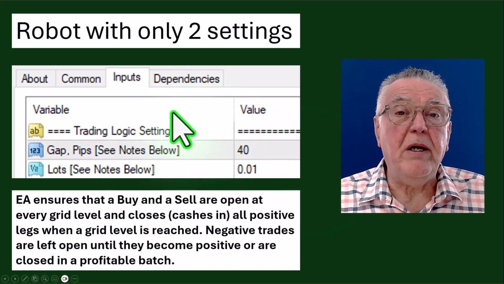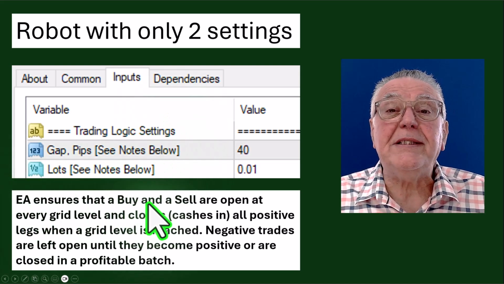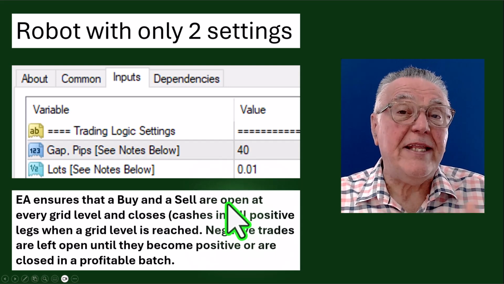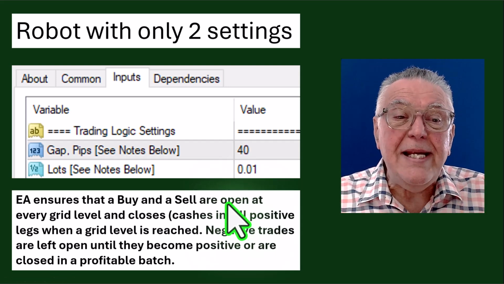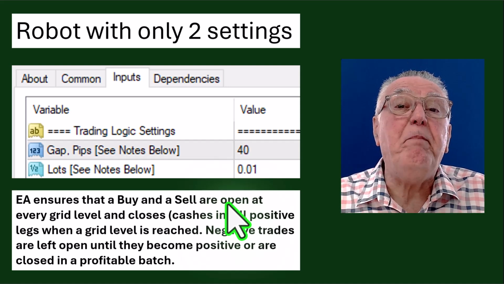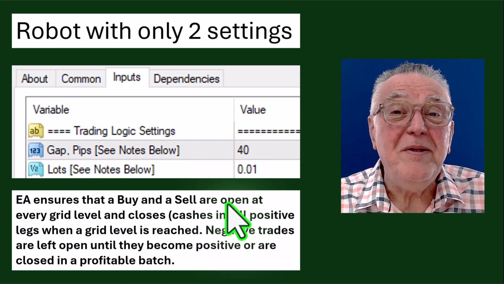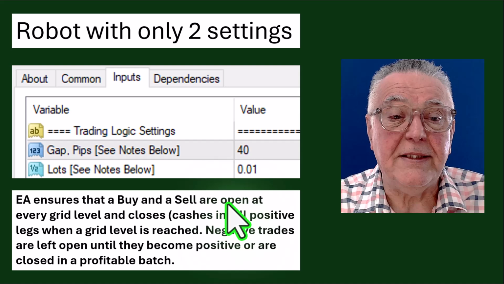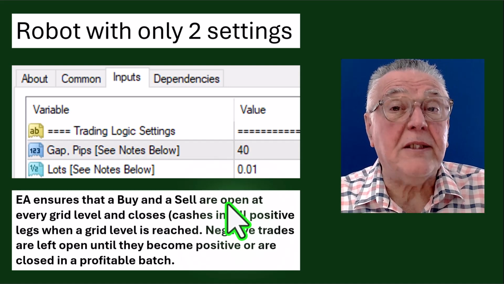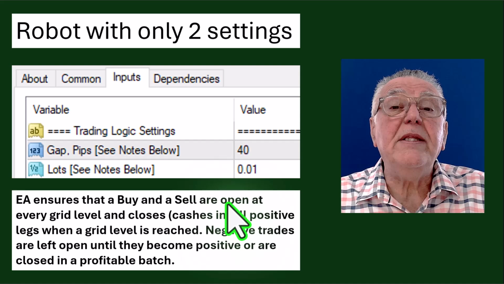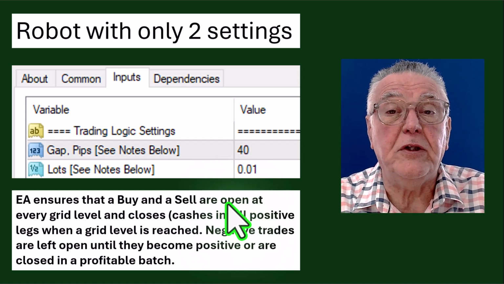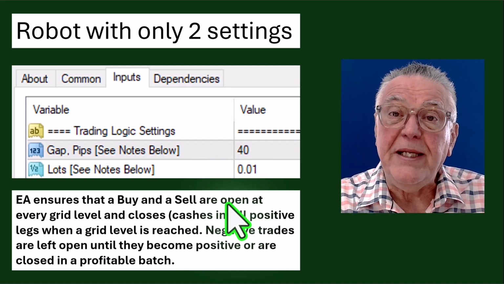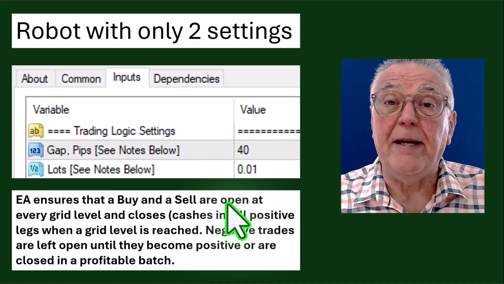Now, just to give you an overview, the EA ensures that there's a buy and a sell open at every grid level that the price visits. That ensures that there will be a positive trade no matter which way the market moves. And then it cashes in all the positive trades. Negative trades are left open until they become positive, or they are closed in a group of transactions. There could be a group of transactions that in total are positive, even though some might be negative. That group then gets closed at a positive balance.